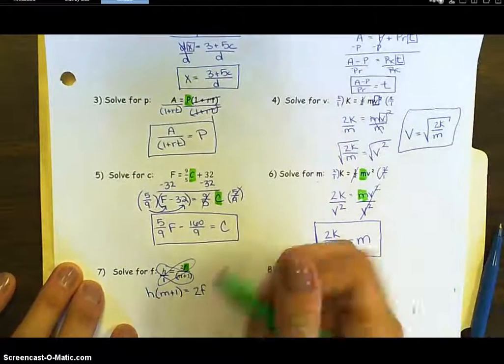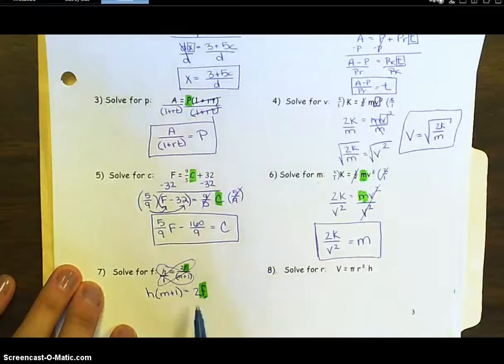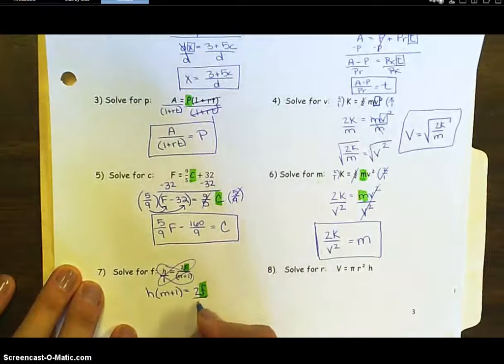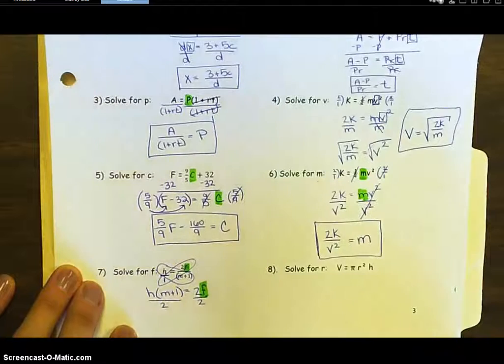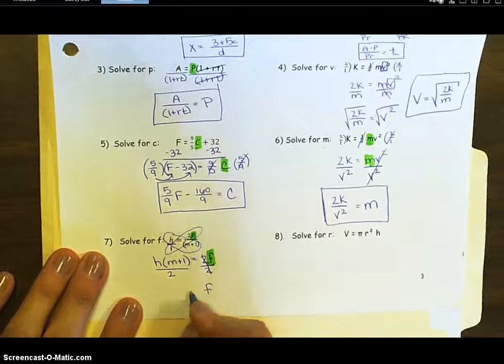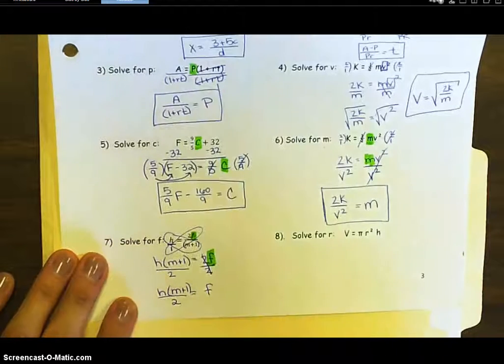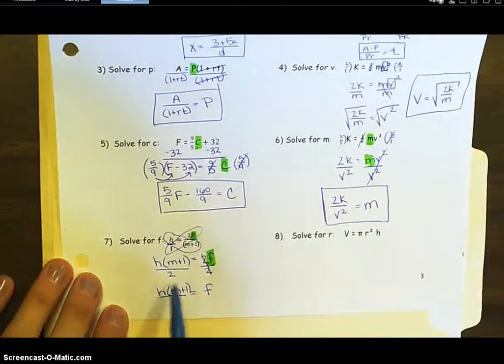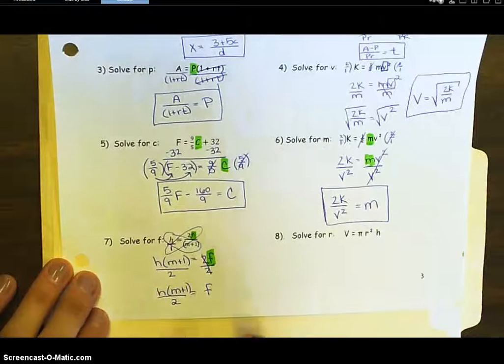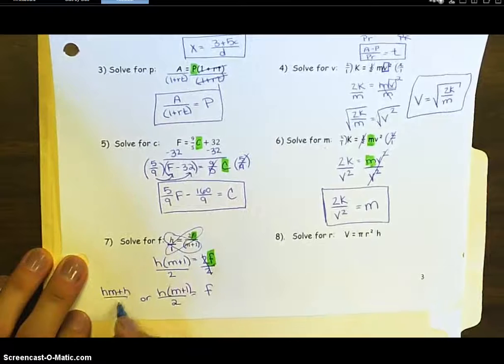Okay, now I still want to get this f all by itself. If I take a look here, the 2 is touching the f. So that means it's being multiplied. Opposite of multiplication is division. So we're going to go ahead and divide there. So the 2's are going to cancel, and we're going to get f is equal to h times (m plus 1) all over 2. Now, if you wanted to distribute the h into the parentheses, you could do that, but it would be just an extra step involved. So you could have hm plus h all over 2.